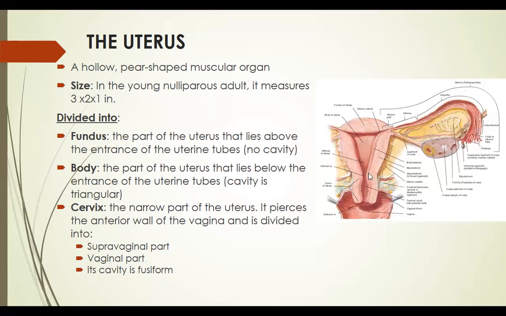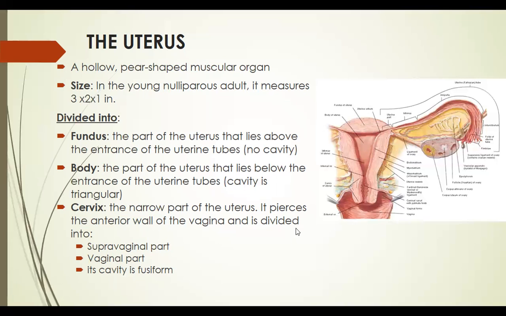Okay. So if you see here, this is the narrowest part of the uterus, which will open into the vagina, and a part of the cervix goes into the vagina. This is called the vaginal part, and this part above that is called the supravaginal part. So it has two parts: supravaginal part of cervix and vaginal part of cervix. Whatever part of the cervix is in the vagina will be called the vaginal part.